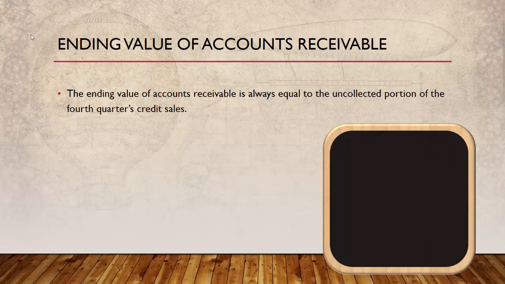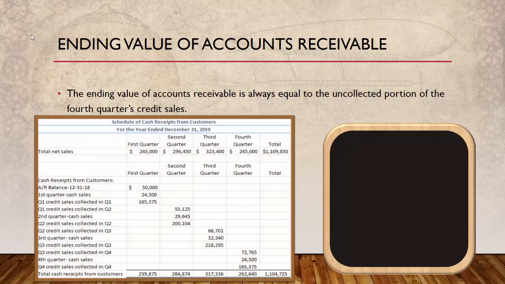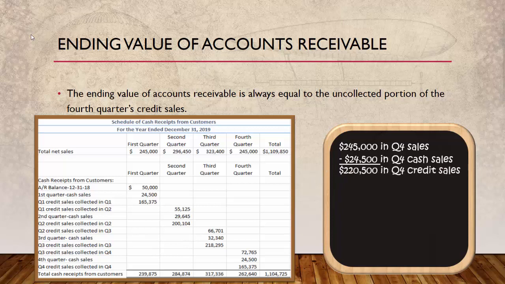At the end of preparing the schedule, we can also determine what the ending value of our accounts receivable is, much in the way that we were determining what the portion of a quarter's credit sales that we collected in the following quarter was going to be. Let's go back to our schedule of cash receipts from customers. I have all of our information right here to determine the ending value of AR for the company. What we're going to do is take the amount of sales that they had in the fourth quarter, which was $245,000. We are going to subtract from that the amount of cash sales that they had during the quarter, which was $24,500 in the fourth quarter, giving us fourth quarter credit sales of $220,500.